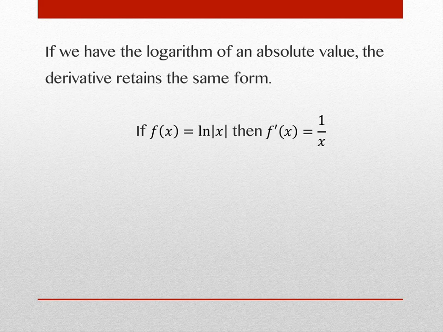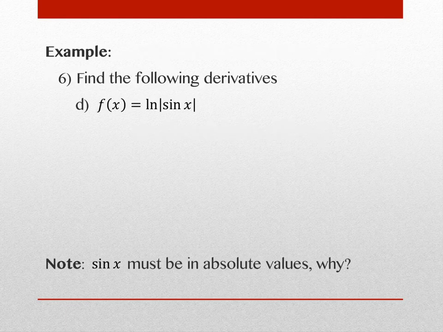So if we have a logarithm of an absolute value, like this one, if f of x is equal to the natural log of the absolute value of x, then the derivative retains the same form. The absolute value will still give me a derivative that's 1 over x. It doesn't change the derivative. We don't keep an absolute value in it or anything. It's still just 1 over x. So when we see this one at play, you can kind of ignore the absolute values, is what this means.